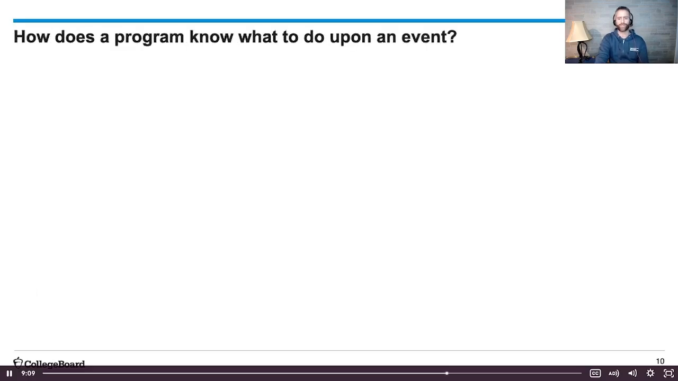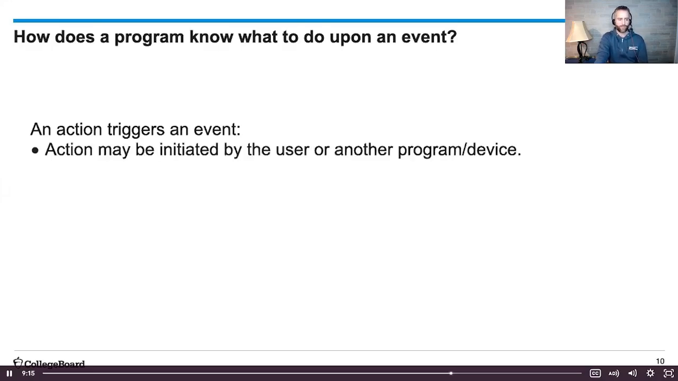Right, so how does a program know what to do upon an event? Well, an action triggers an event. An action may be initiated by the user, right? Like something you touched or said or clicked, or another program or device, right? So you might have a device that is connected, and something that that device does or sees initiates this. Let's say you have a smart doorbell, and somebody comes to the door and it rings, but you're not home. That might trigger an event on your phone to tell you, hey, there's somebody at your door, right? And then you can view that person or you can interact with that person.